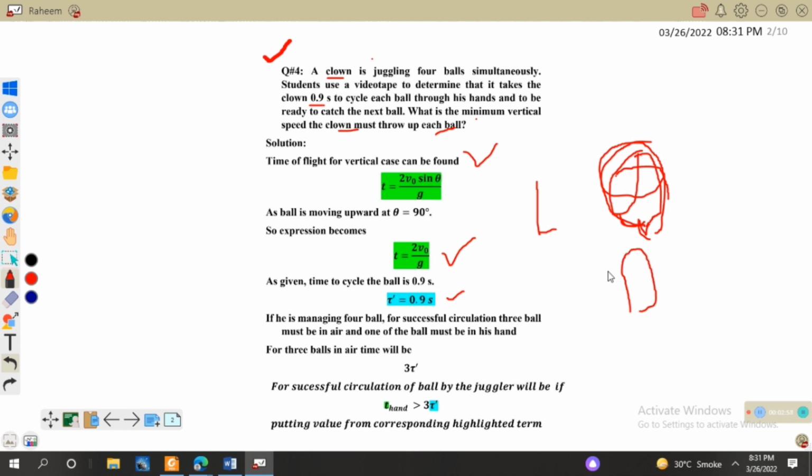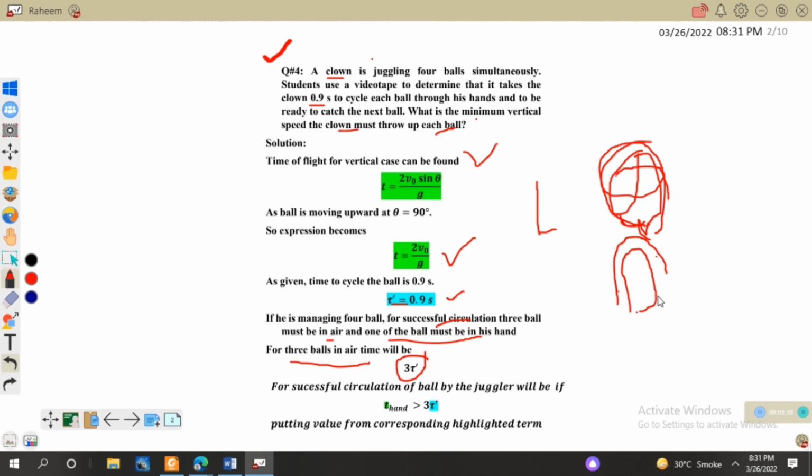We have 4 balls. If 3 balls are in the air and the 4th ball is in hand, how will we manage the 4 balls? For successful circulation, 3 balls must be in the air and 1 ball must be in his hand. For 3 balls in the air, the time will be 3 times ta prime, where ta prime is 0.9 second. For 1 ball the time is 0.9 second, so for 3 balls the time will be 0.9 multiplied by 3. So this will be 3 into ta.